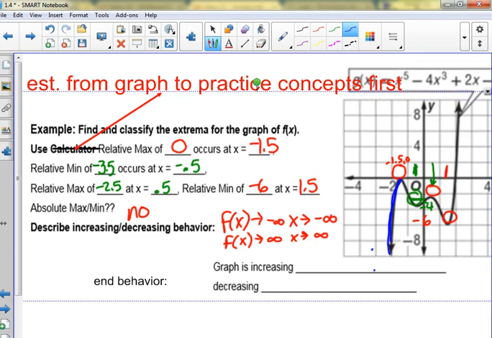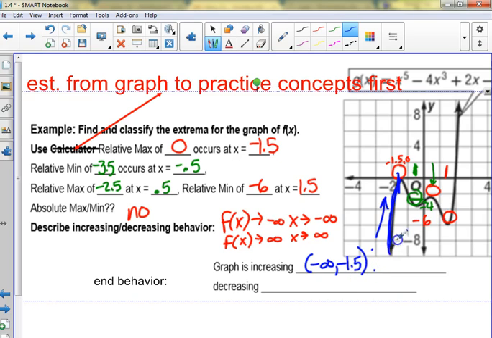Okay, what am I doing right there? No, left to right, it's going up. So it's increasing. Now, I state X values, okay? What are the X values where it's increasing? Negative infinity to negative 1.5. Now, that X value should correspond to the X value at a max or a min, yes?